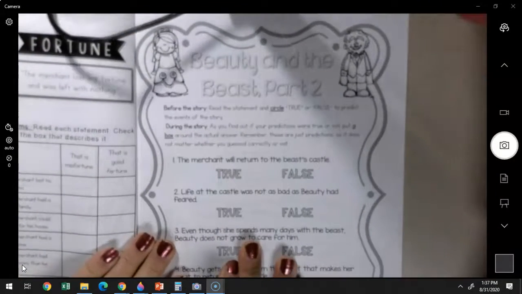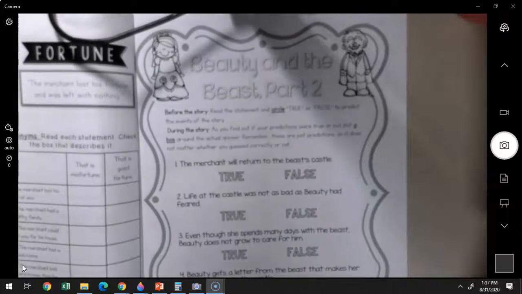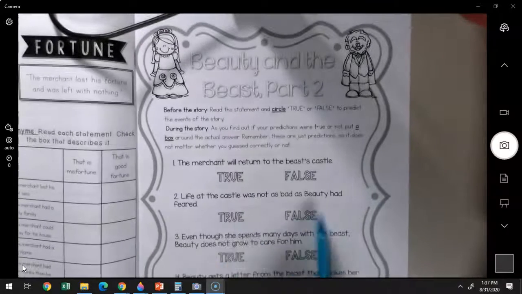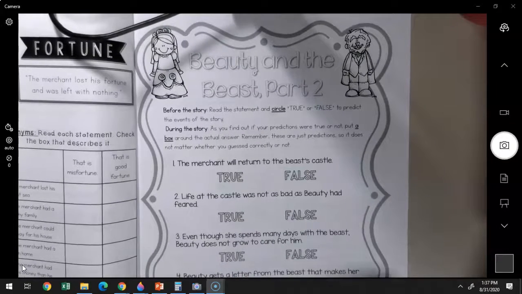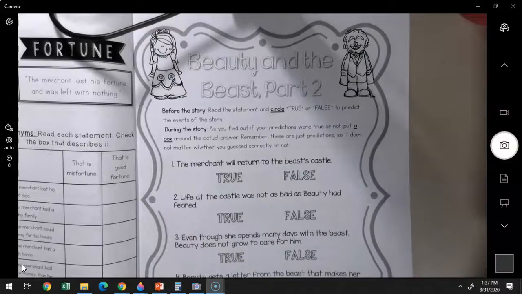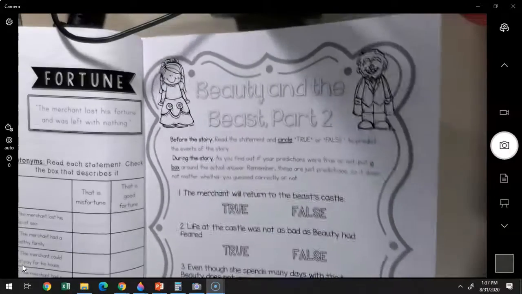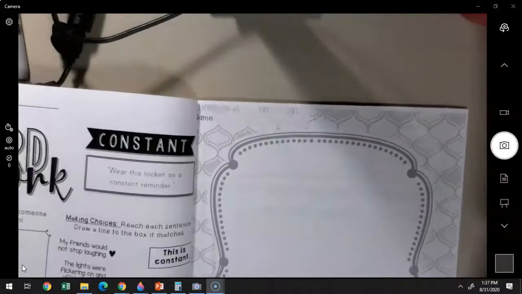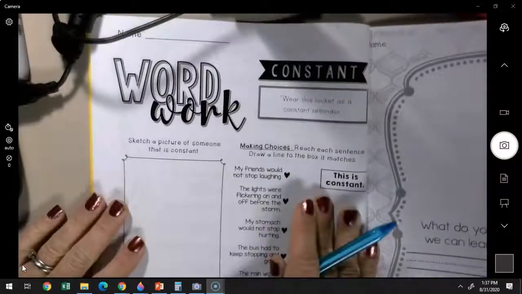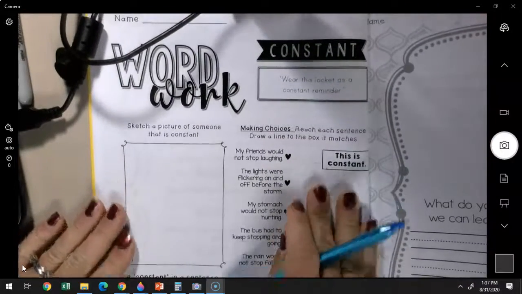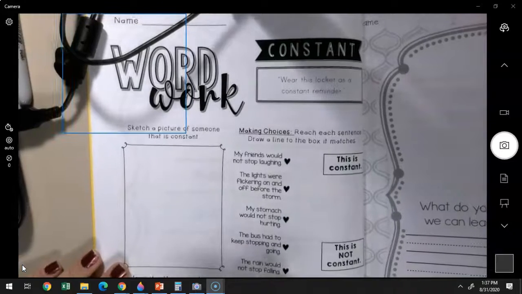And if you haven't already done so, you're going to complete this before you watch the video and then correct it as you watch the video. But for right now, turn to the vocabulary word and word work for constant.